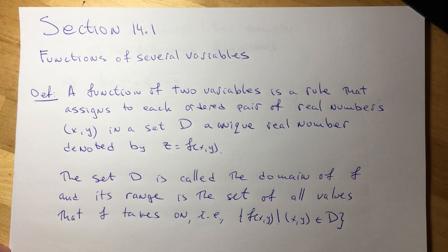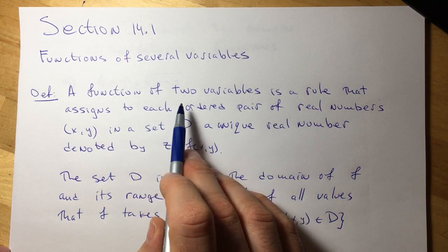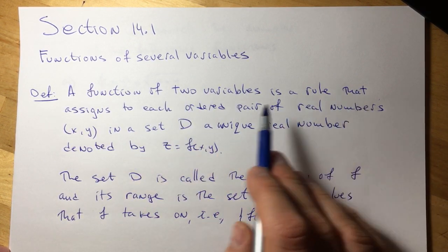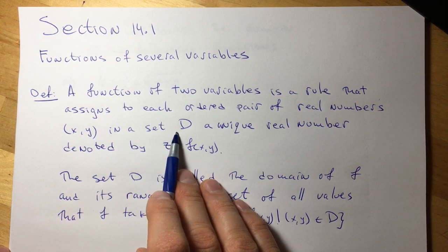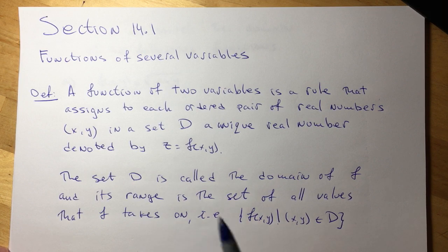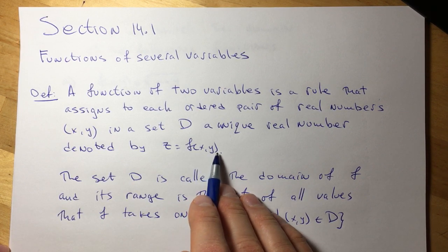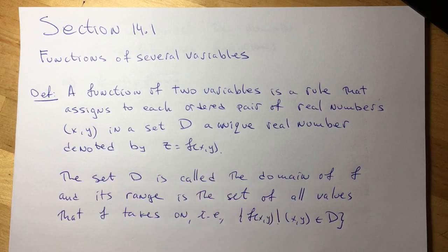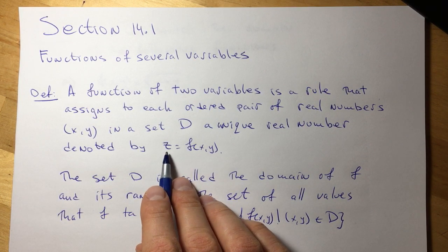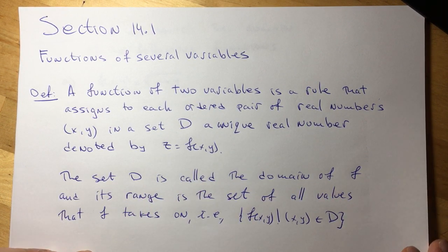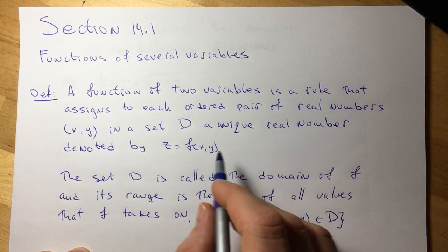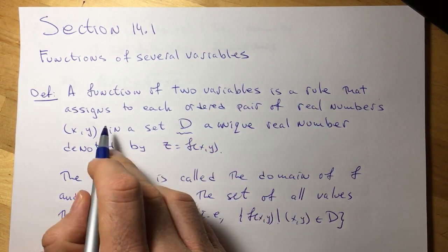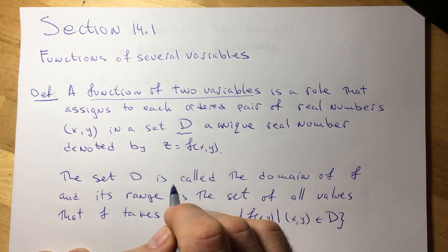If we define a function of three variables, then it's going to be a rule that assigns to each ordered triple x, y, z in the domain a unique real number denoted by f of x, y, z. So that means that the output is going to be in 4 dimensions, and we will talk about situations like this later on.